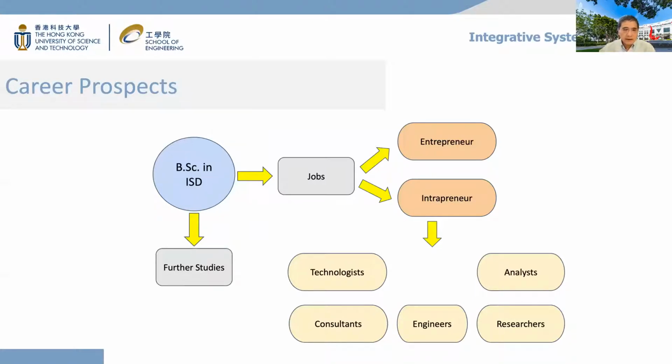Because of the nature of the program, our graduates do a lot of projects and work in multidisciplinary teams, so they are very good at identifying products. They can work as product architects and product analysts, and because of their technical background, they can also go into engineering and research work. Quite a number of students are very entrepreneurial, so they start companies. In fact, quite a number of students who are still undergrads and haven't graduated have already started a few companies based on their ideas. Therefore, the prospects for our students are very broad.